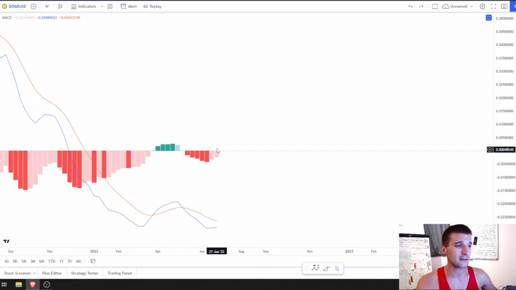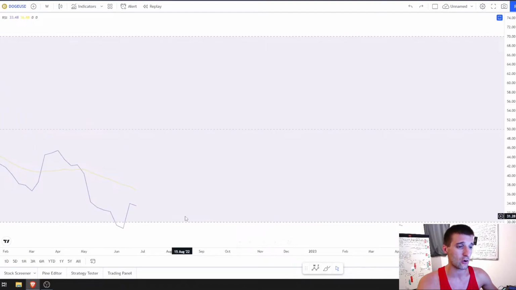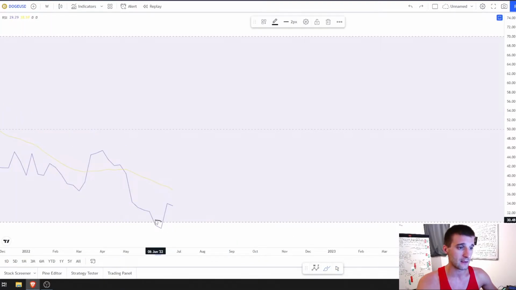The MACD over here is trying to convert to the bullish side, and this histogram is trying to convert to the bullish side as well. So make sure to observe that. And also on the RSI, it seems like we reached the oversold zone. You can see over here it was 28.5, and that's why we had some bounce.